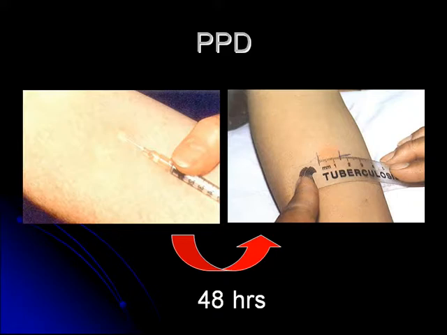So if you've been exposed to TB, and depending on your immunocompetent status, you'll have a reaction. So here we have a 15 millimeter reaction, so this person's been exposed. If you haven't been exposed, then what you'll see is a little pinprick here at 48 hours.